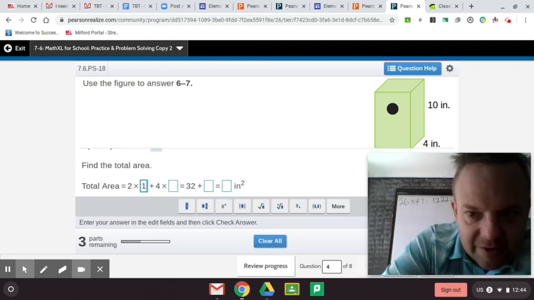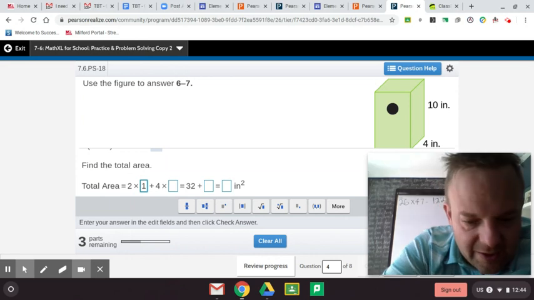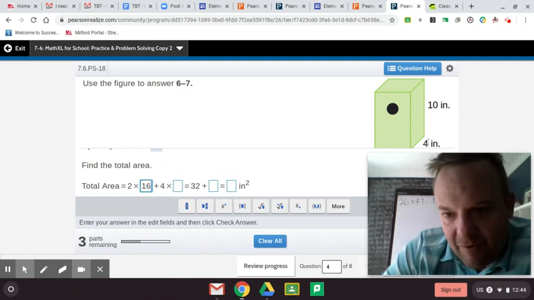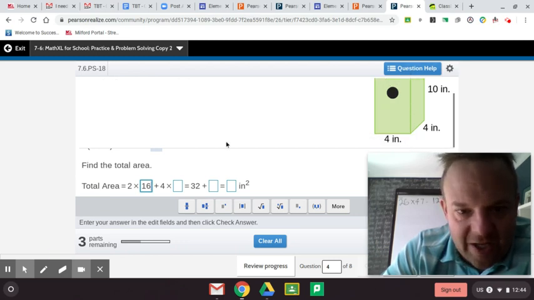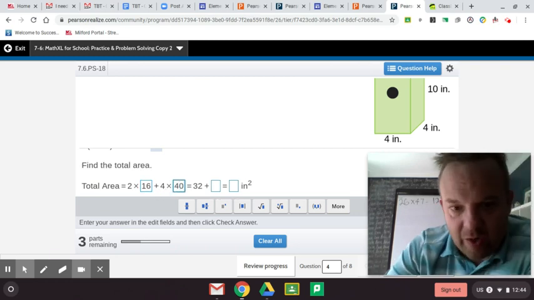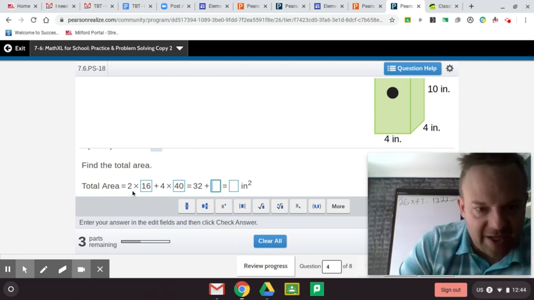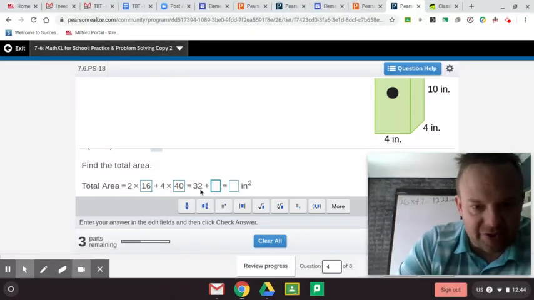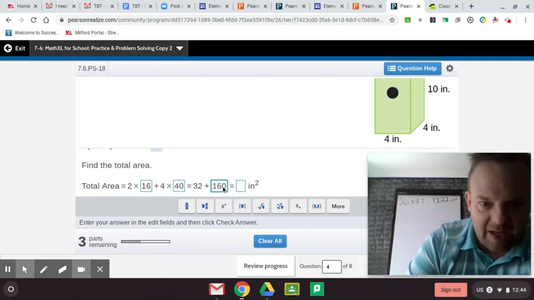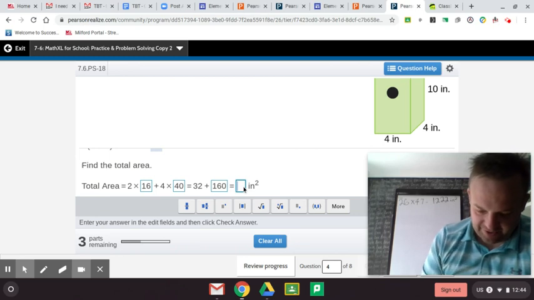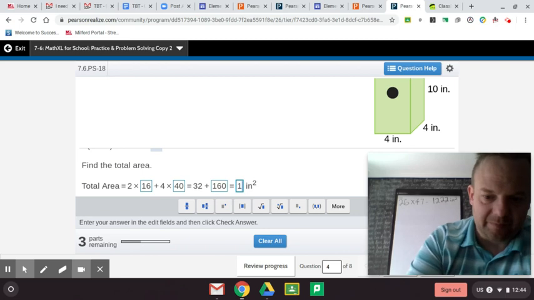So 2 times 16. And now they have a 4 by 10 here, and this is also a 4 by 10 here. You see that? 4 by 10. So we have 4 of those. We have 4 40s, guys. And 2 times 16 equals 32. And 4 times 40 equals 160. And 32 plus 160 is 192.